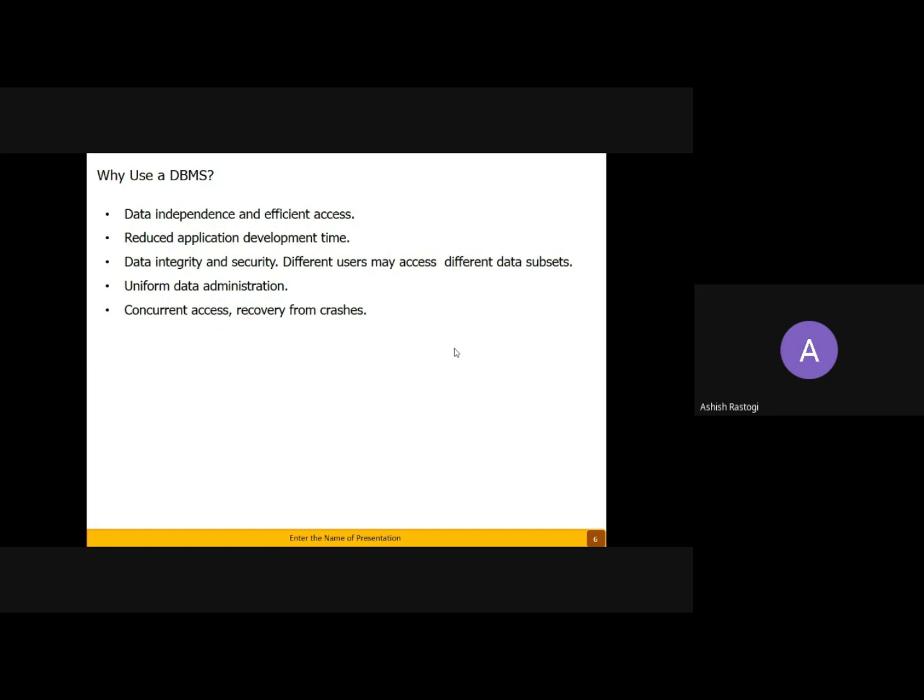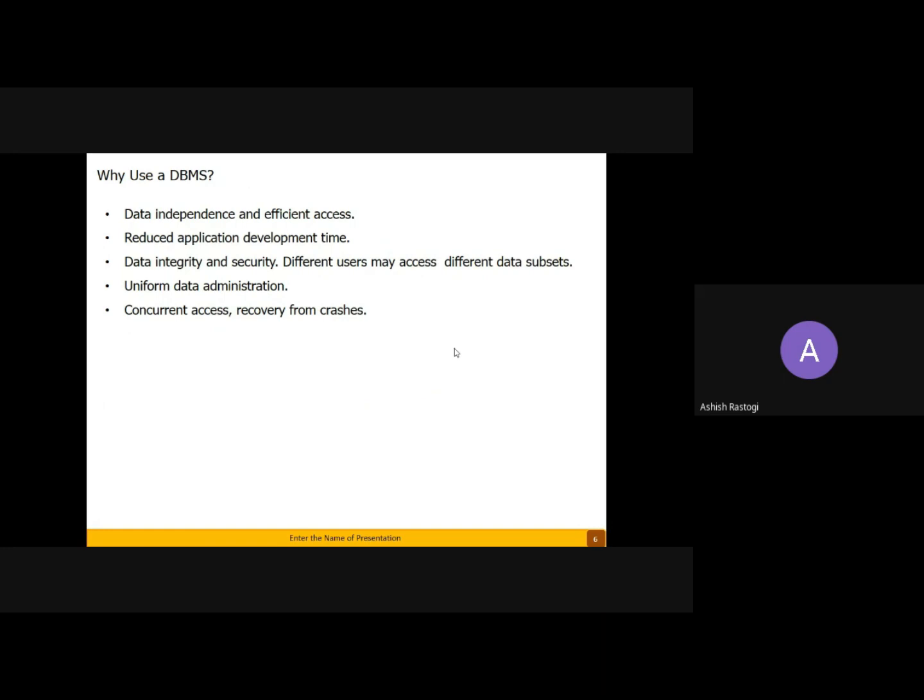Next thing is reduced application development time. Guys, if you want to develop a particular software, then software has three parts. One is the designing part, one is the coding part, and one is the backend, or you can say the database part, right? So the database can be created separately. It does not depend on the designing and coding part being completed first, and then you design the database. The database is developed parallelly with your software. So of course it reduces the application development time also.